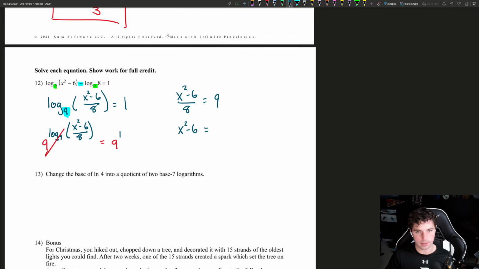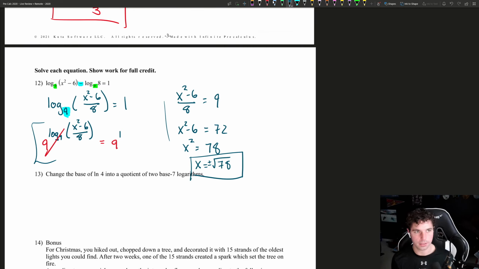x squared minus 6 is equal to 72. Subtract by 6, or add 6, sorry. So x squared is equal to 78. And then x is equal to the square root of 78. Okay. After this step, everything is algebra, which is why I kind of went through it really quickly. But I'll let you look at that for a second. We'll finish that last problem, and then I'll take any questions you have.